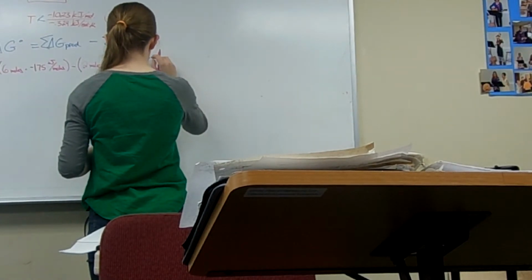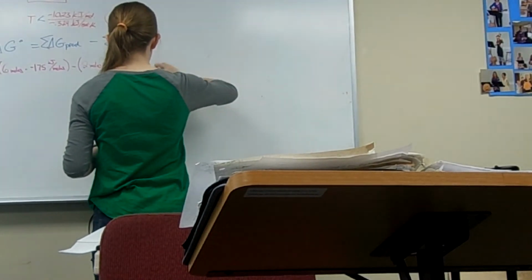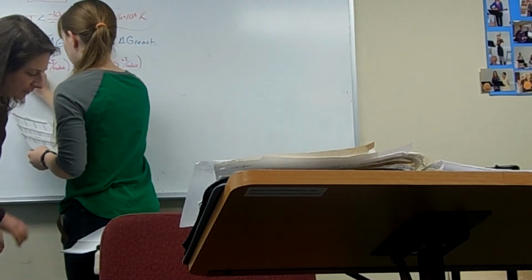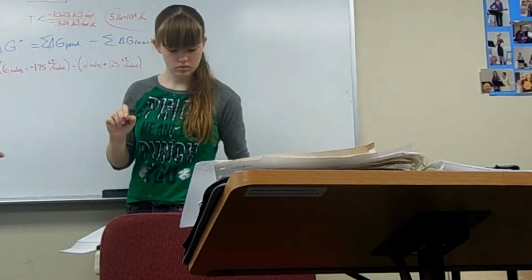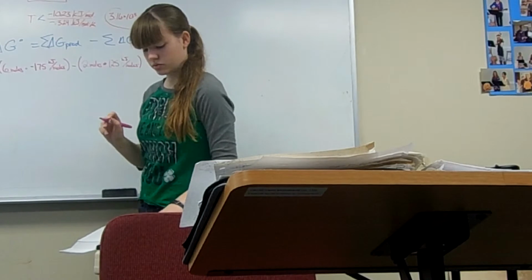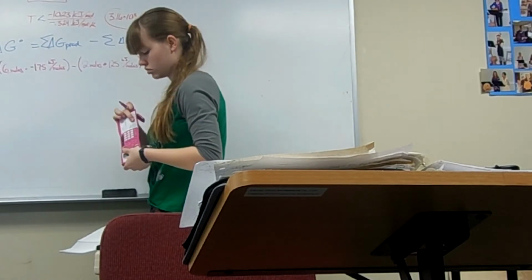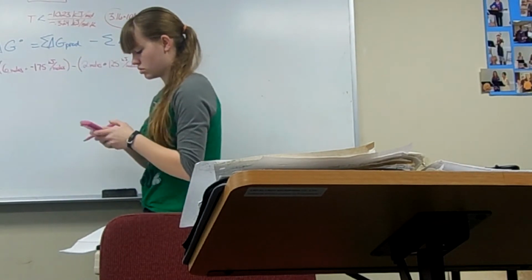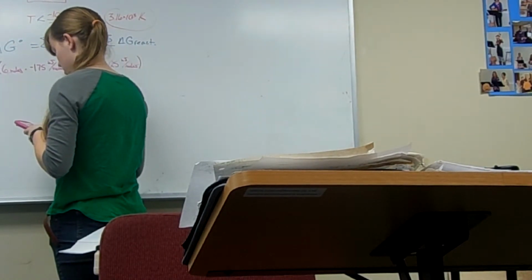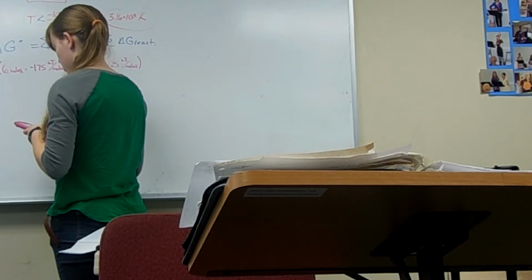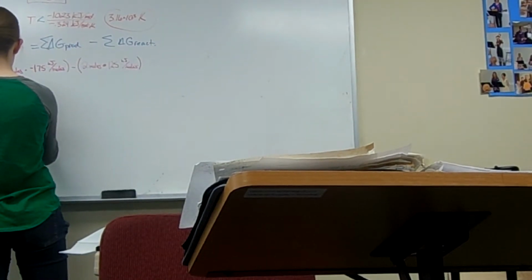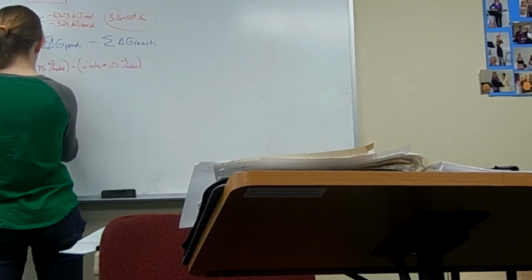So for the products, there's only one product, and it is... so she's got 6 moles of the one product, and then there's only one reactant to consider because the other 2 are elements, and Gibbs for an element is 0.